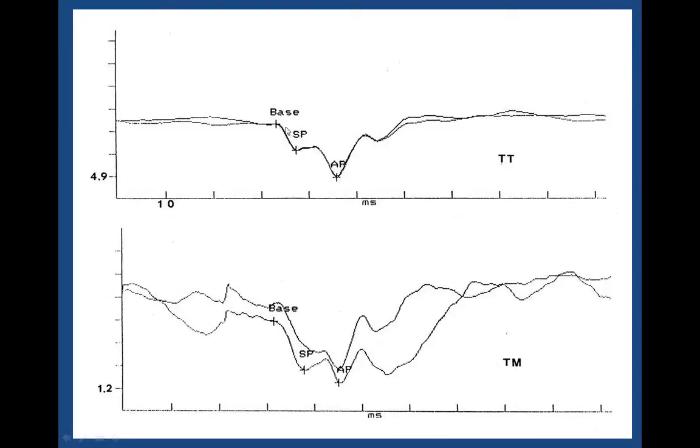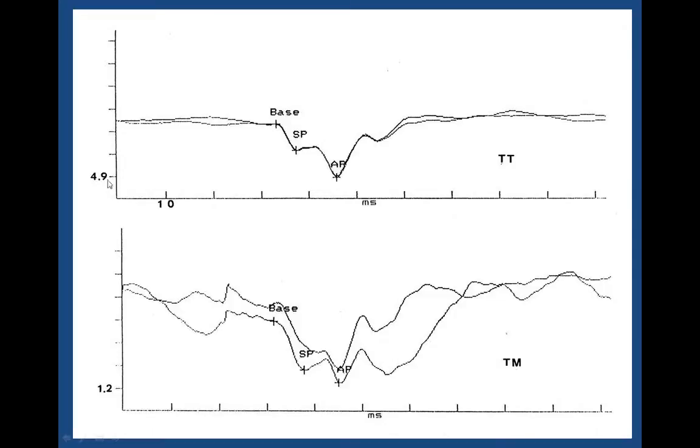And as you can see, the SP-AP amplitude ratio, which in a normal ear should be anywhere from about 10 to 35%, is almost 100%. It's almost a one-to-one reflection of amplitude of SP to AP here, and that's certainly enlarged. Here's a TM response, which is noisier and not quite as repeatable, especially on either side of the electrocochleogram.